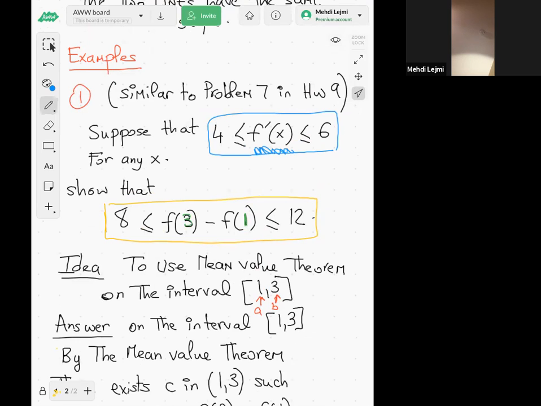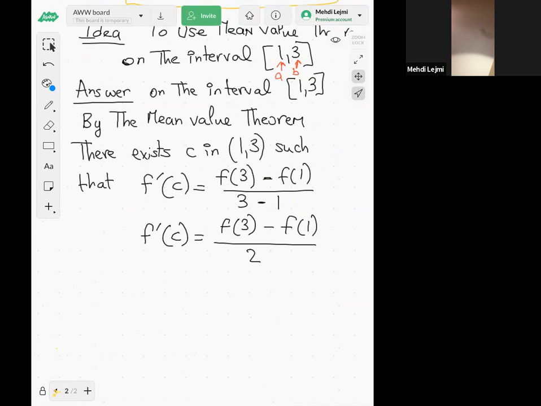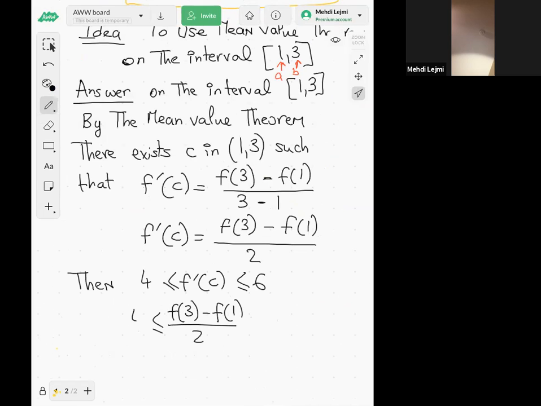So the derivative of f is always between 4 and 6. So this f prime of c is always between 4 and 6. But what's f prime of c? f prime of c is f of 3 minus f of 1 over 2, between 4 and 6.